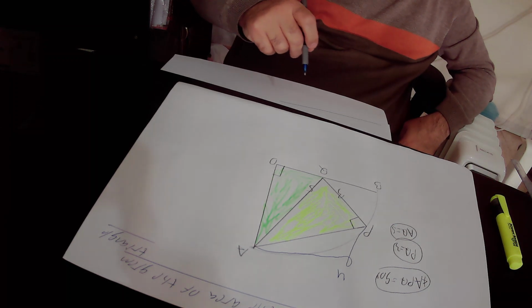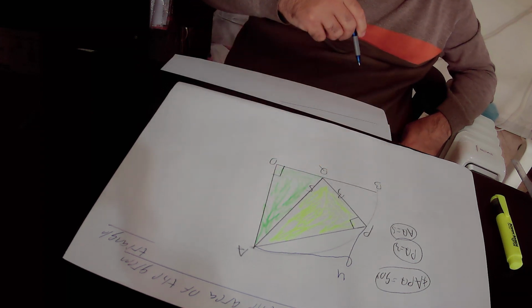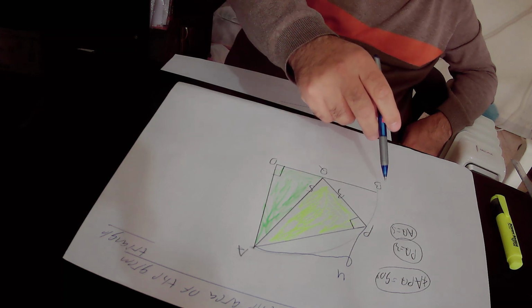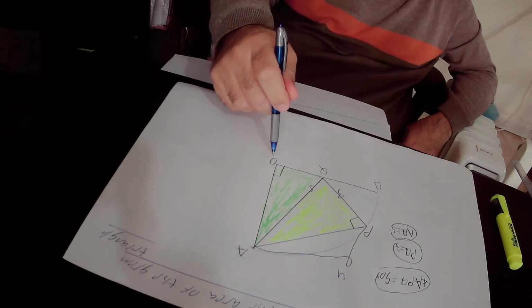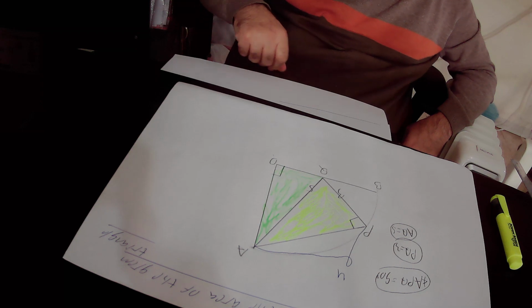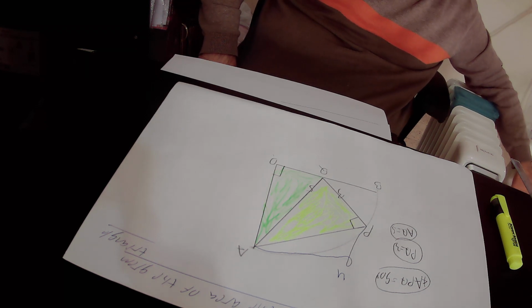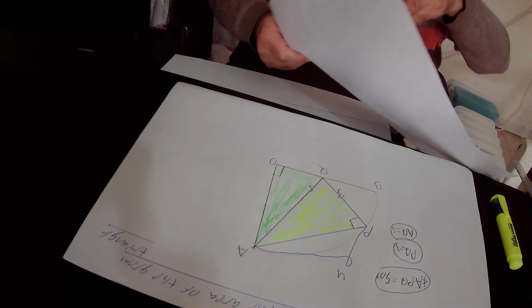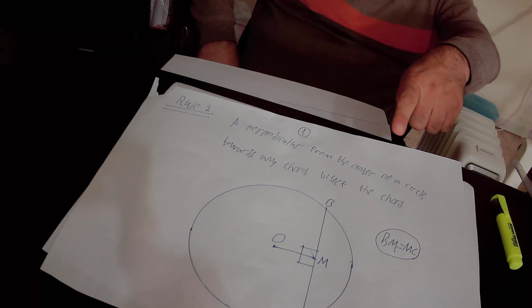Here we have a quarter circle. BOA is a quarter circle, and you can easily complete the quarter circle to a circle, and then point O will be the center of the circle. And you have the rule that if you draw a perpendicular from the center of the circle towards any chord, it will bisect the chord. Repeat again on rule number 2. According to rule number 2, a perpendicular from the center of the circle towards any chord bisects the chord.